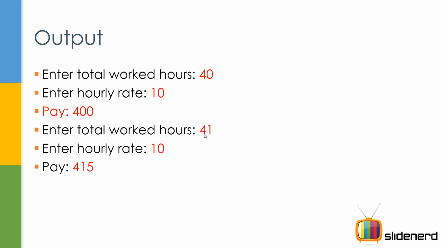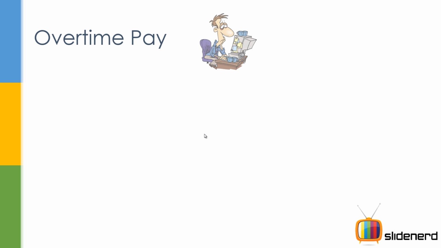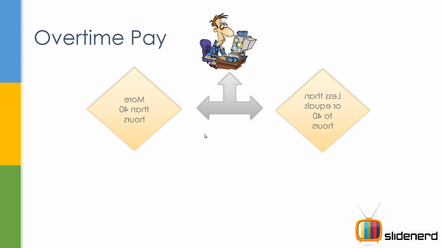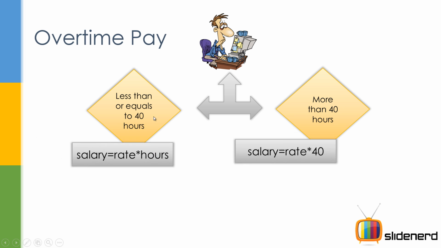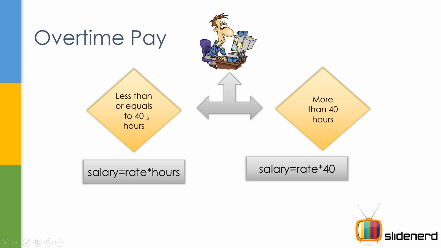So first, let's see how this is done. So here's our poor guy who's been working overtime to get some extra cash. So what does he do? There are only two things possible. Either he has worked for 40 hours or less than 40 hours, or he has worked for more than 40 hours, right? So if he has worked for 40 hours or less than 40 hours, you simply say salary is rate into hours.